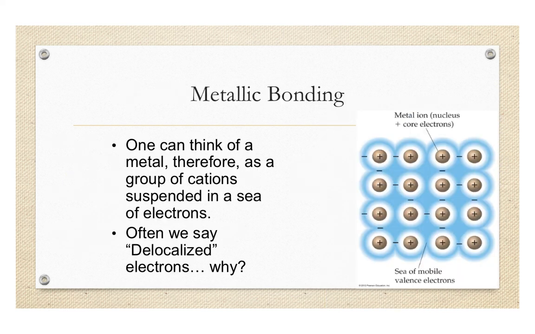So therefore, we can think of a metal as a group of cations suspended in a sea of electrons, which we oftentimes refer to as delocalized electrons. And the reason for that is because this electron doesn't belong to any of the cations. It is used by the cations to hold the structure together, but it does not belong to any of them. It is delocalized. It has the ability to move throughout the sea.